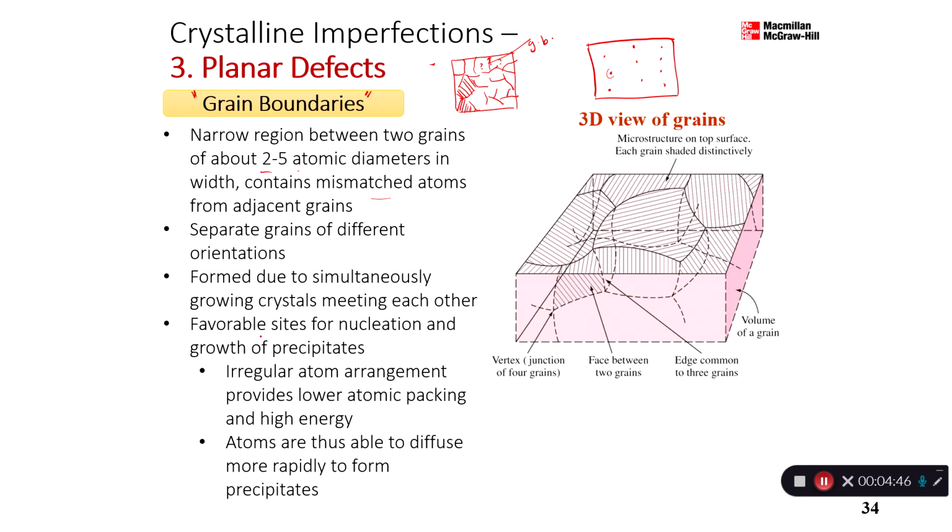So these are favorable sites for nucleation and growth of precipitates. Because of this irregularity, because of the existence of these boundaries, they become favorable sites for nucleation to happen, if nucleation hasn't completed yet, and for growth of precipitates.